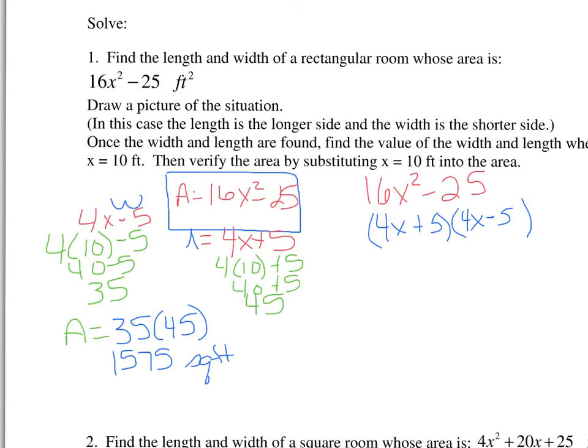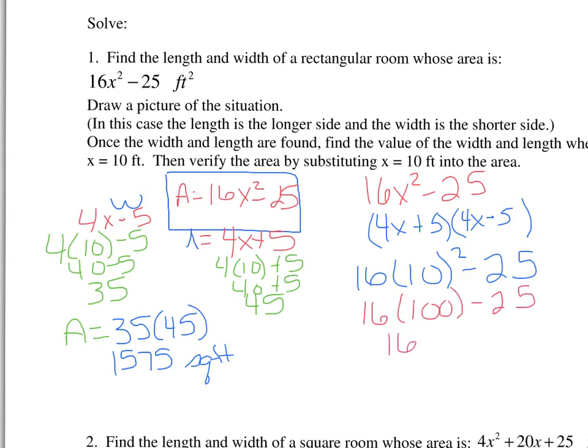Now, we're going to verify that by taking this expression for area and substituting the 10 in here. So that will be 16 times 10 squared minus 25. And don't forget your order of operations tell you to do exponents before multiply. So 10 squared is 100, so this will be 16 times 100 minus 25, or 1600 minus 25, which comes out to be 1,575 square feet. And you're verifying here that you have the right factors because figuring the area this way comes out to be the same as figuring the area this way. So you have the right factors.